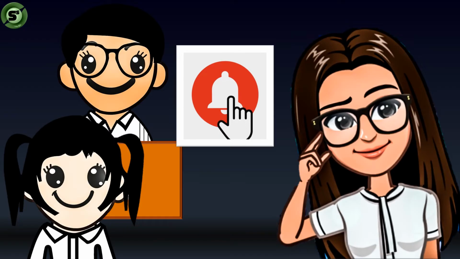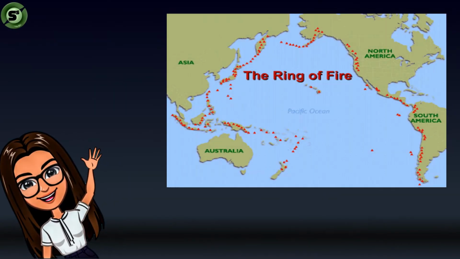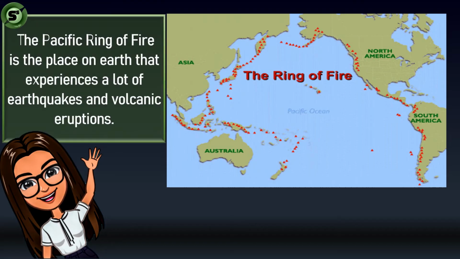However, for today let us talk about the place where these natural disasters commonly occur, the Pacific Ring of Fire. Watch and listen attentively because our country, the Philippines, is one of those 15 countries located at the Ring of Fire. The Pacific Ring of Fire is the place on Earth that experiences a lot of earthquakes and volcanic eruptions.